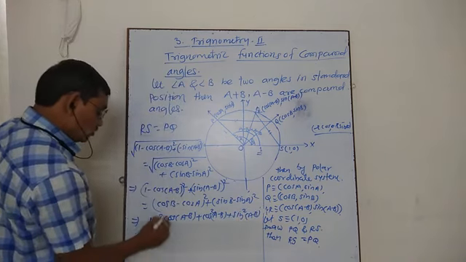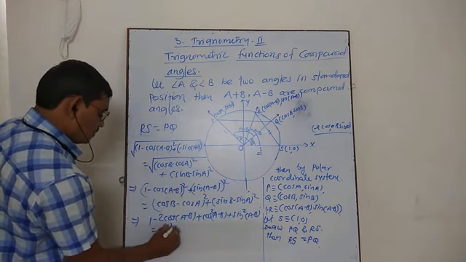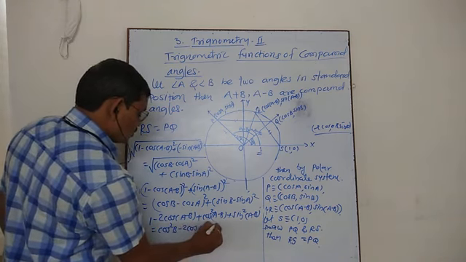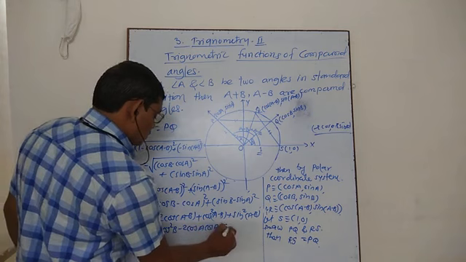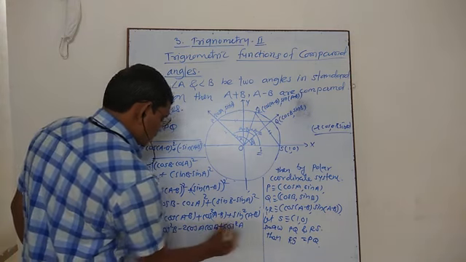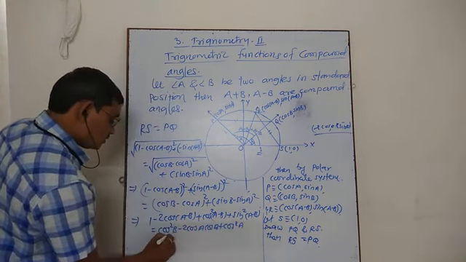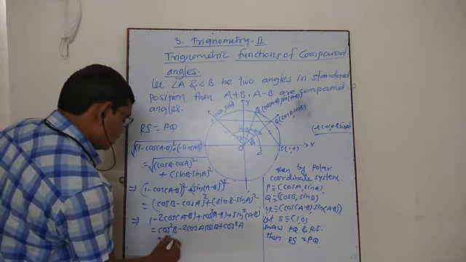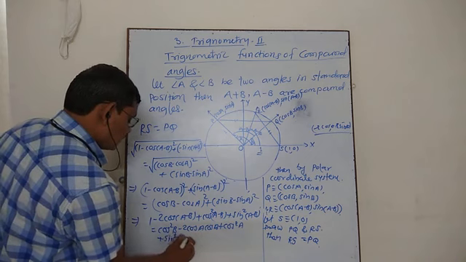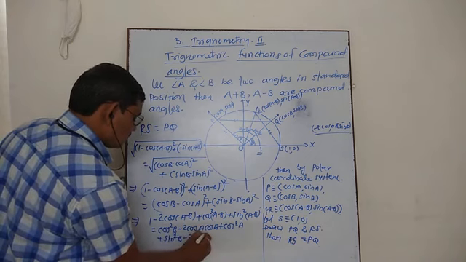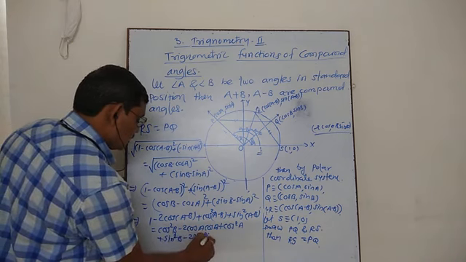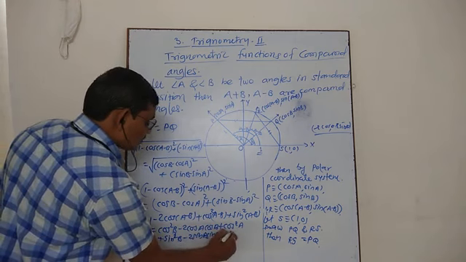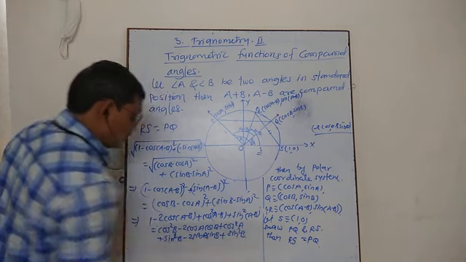This is equal to cos square b minus 2 cos a cos b plus cos square a plus sin square b minus 2 sin a sin b plus sin square b.